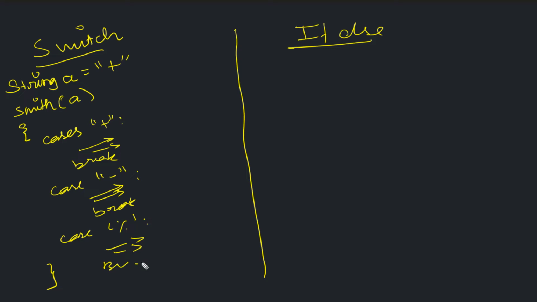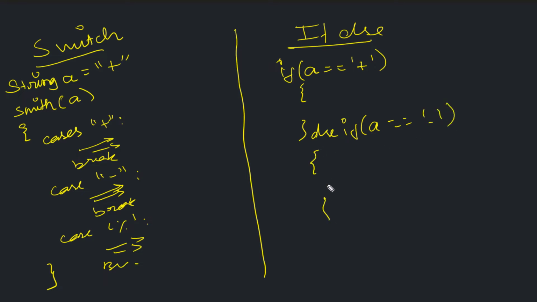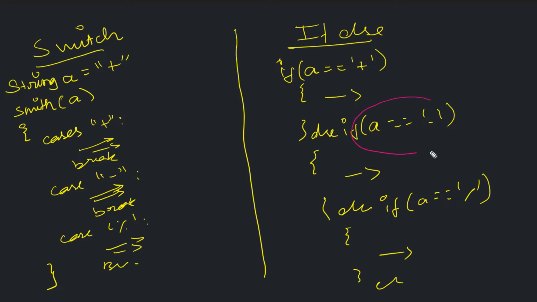But if you want to do the same thing with if, we check if a equals plus, then we do something, then we give another else if, a equals minus, then we perform some lines of code, then again else if a equals division, we perform some code, and again else. If we write it like this, our code becomes longer. Writing this a and equal to several times makes our code longer and takes more memory, if you are writing the same code repeatedly, right?